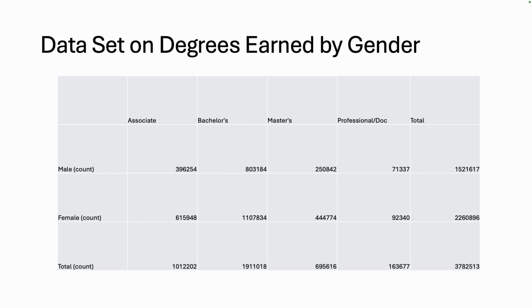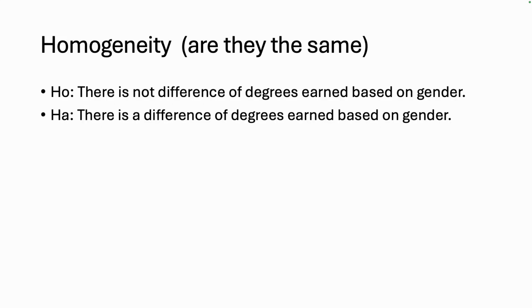And the question that we're asking, and we're going to go ahead and jump over, and how do we compare this? So, what can we draw out of this? And the question we're asking here is are they the same? So our null hypothesis is there is no difference of degrees based on gender, and the alternative is that there is a difference of degrees earned based on gender.